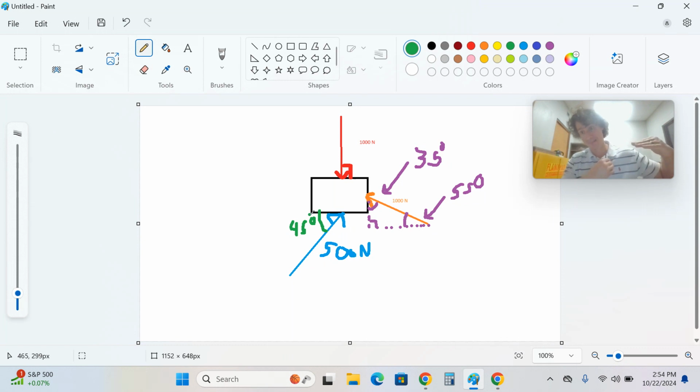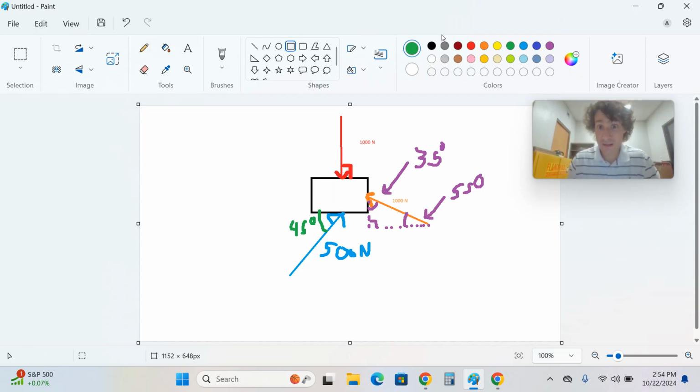Is it pushing completely horizontal? Is it pushing completely vertical? Usually not, so you can't just eyeball it. And this is where a free body diagram is going to be your best friend, okay?